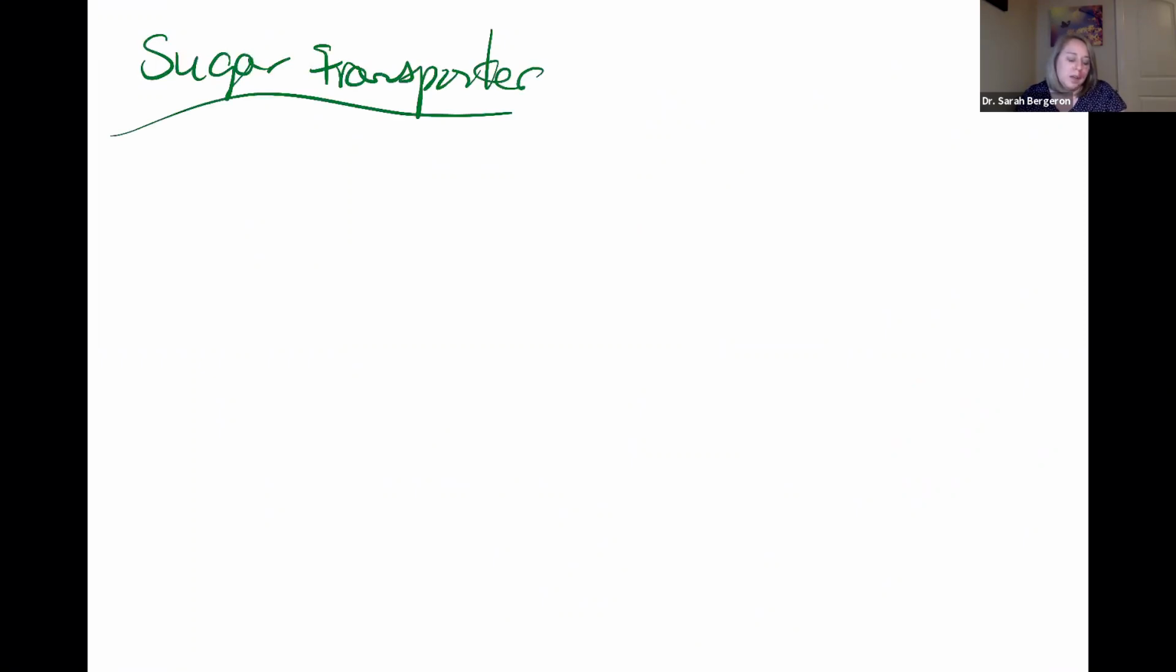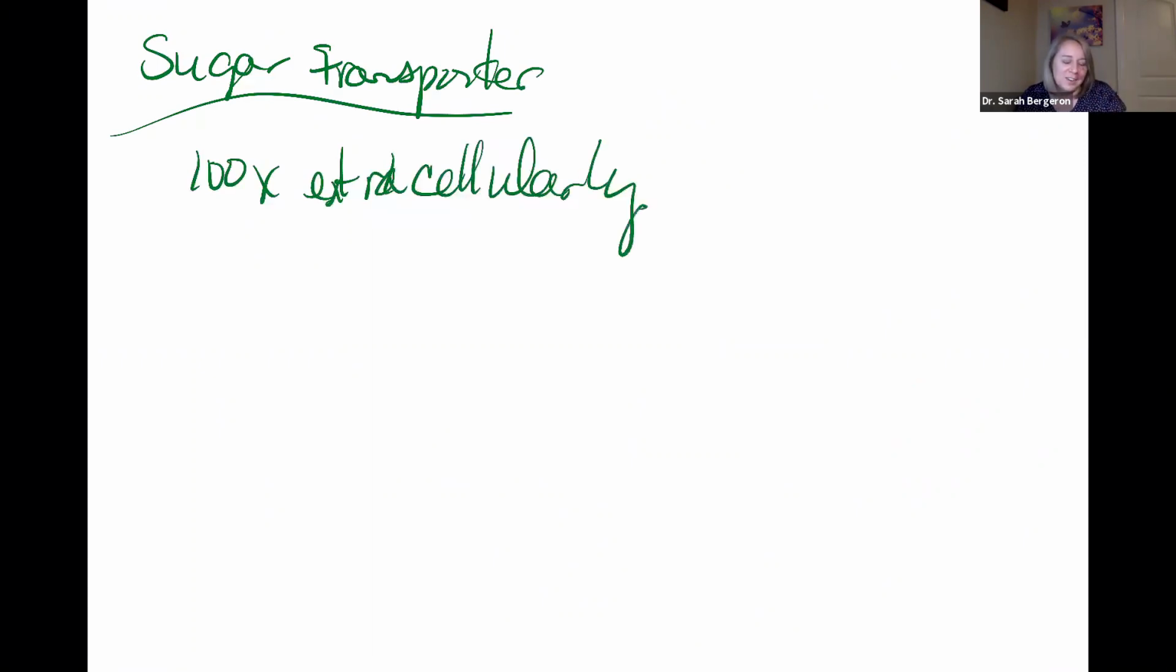All right, so we'll take an example of the sugar transporter. In the sugar transporter, usually when sugar molecules are transported in, you have 100 times the amount of sugar extracellularly as compared to our intracellular. So not equals, but as compared to 1x intracellularly.